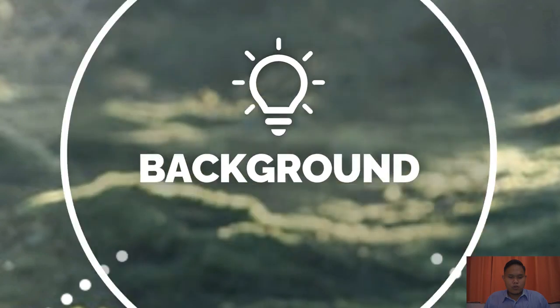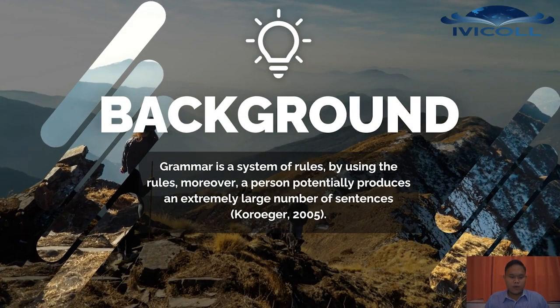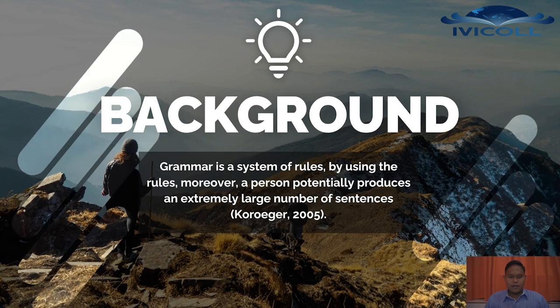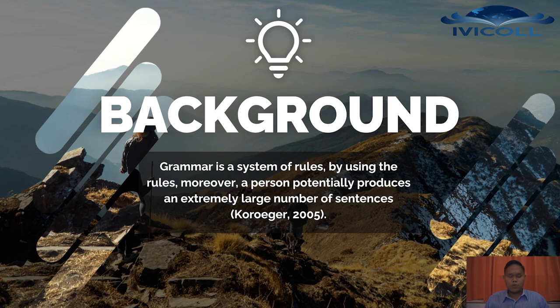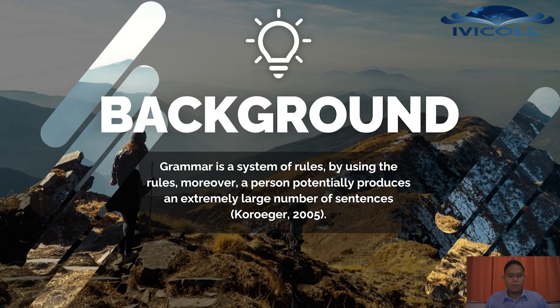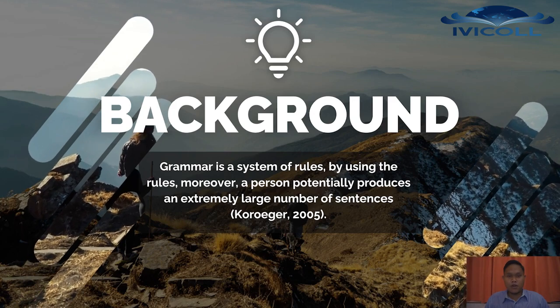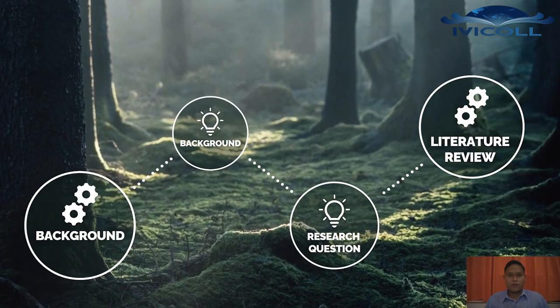Grammar has an essential role in mastering English. It is a study as to how to make words become a correct sentence. On the other hand, grammar is a system of rules. By using the rules, moreover, a person potentially produces an extremely large number of sentences, based on Corega 2005. Let's move on to the next slide.